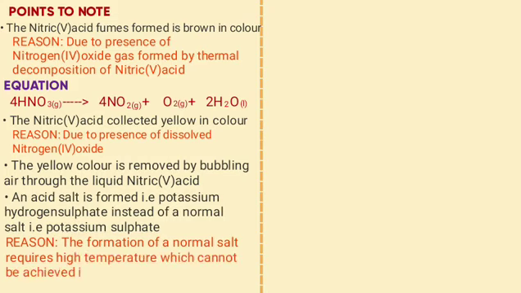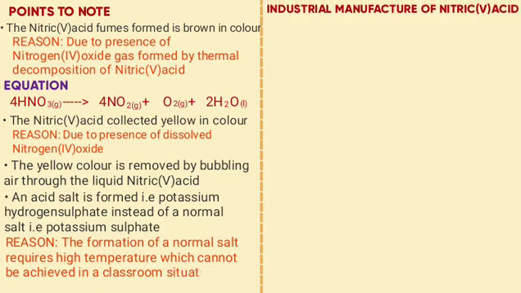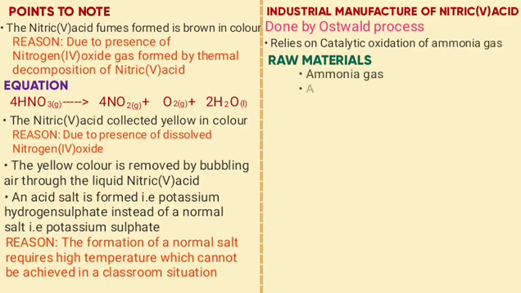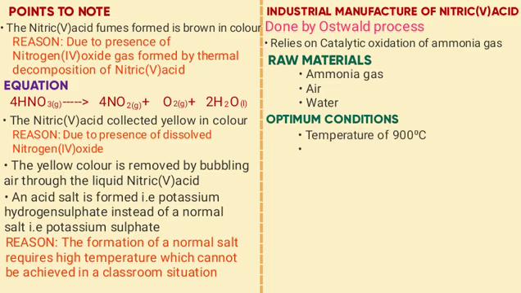Next to look at is industrial manufacture of nitric acid. It's done by a process called the Ostwald process. It relies on catalytic oxidation of ammonia gas. Raw materials include ammonia, air and water. Optimum conditions: temperature of 900 degrees Celsius, pressure of 9 atmospheres, catalyst platinum-rhodium.